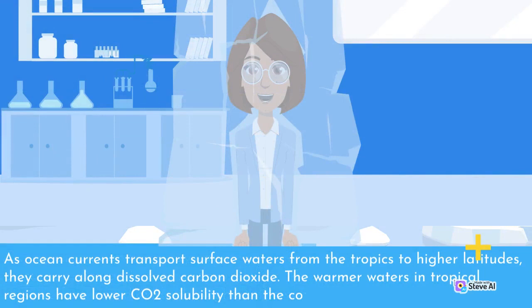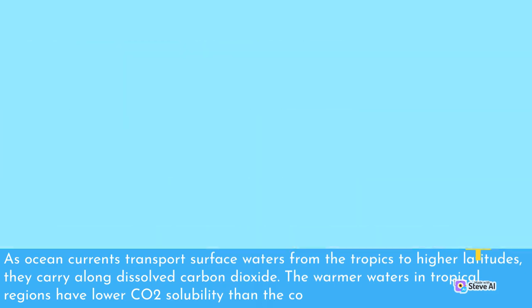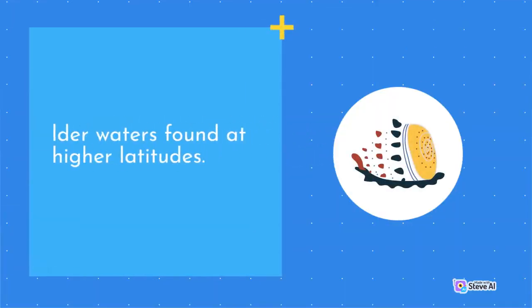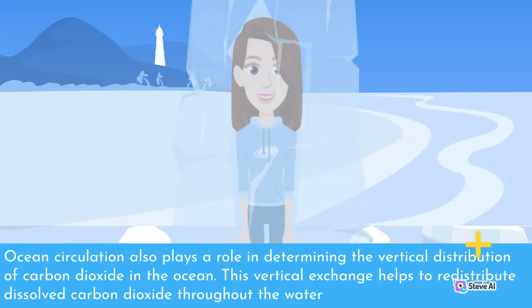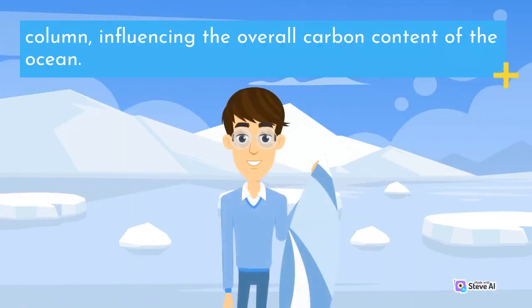As ocean currents transport surface waters from the tropics to higher latitudes, they carry along dissolved carbon dioxide. The warmer waters in tropical regions have lower CO2 solubility than the colder waters found at higher latitudes. Ocean circulation also plays a role in determining the vertical distribution of carbon dioxide in the ocean. This vertical exchange helps to redistribute dissolved carbon dioxide throughout the water column, influencing the overall carbon content of the ocean.